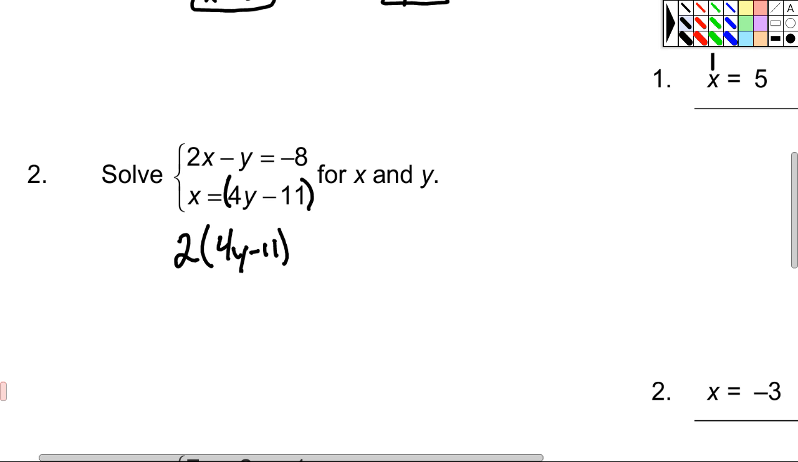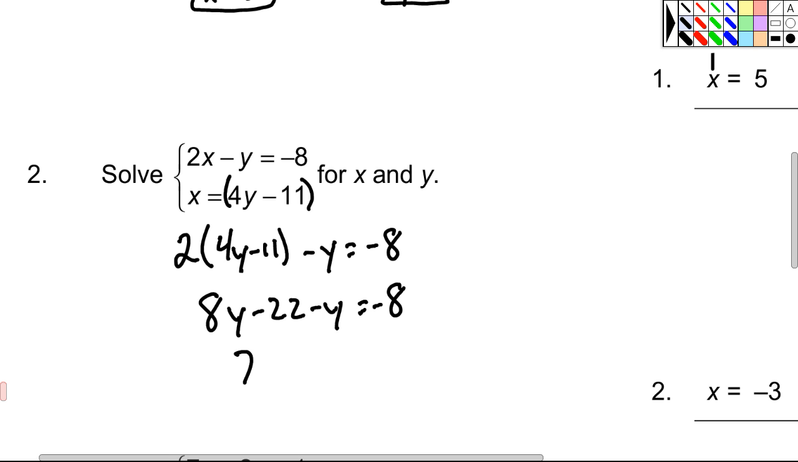2 times quantity x minus 2 times quantity 4y minus 11 is that. Then I gotta subtract y from that thing. Subtract y equals negative 8. Okay. So I get 8y minus 22 minus y equals negative 8. Always looking to get like terms together. 8y minus y, 7y. Let's add that 22 to both sides to make 14. Then I get y is equal to 2.